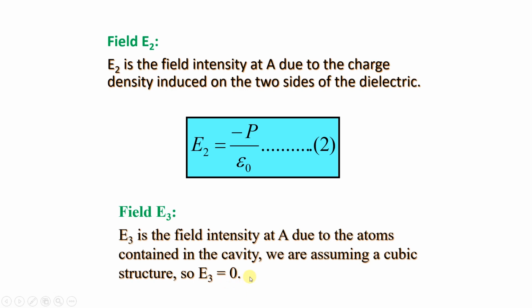So we have got three components now. First, the electric field due to free charges, E1. Next is the electric field due to the bound charges at the sides of the dielectric, that is E2. Next is the field due to the neighboring atoms, that is negligible, so it becomes 0.